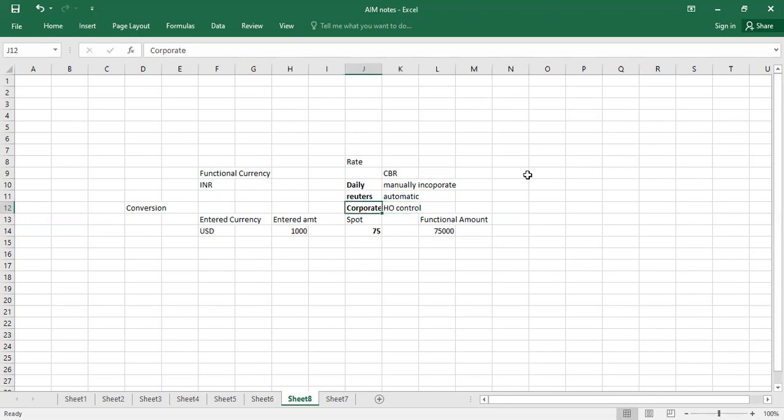Okay, right. So now we know what is conversion, between entered currency and functional currency. It is called converted currency. It's direct conversion, nothing different. Next, what is there? Revaluation. Revaluation is completely different.